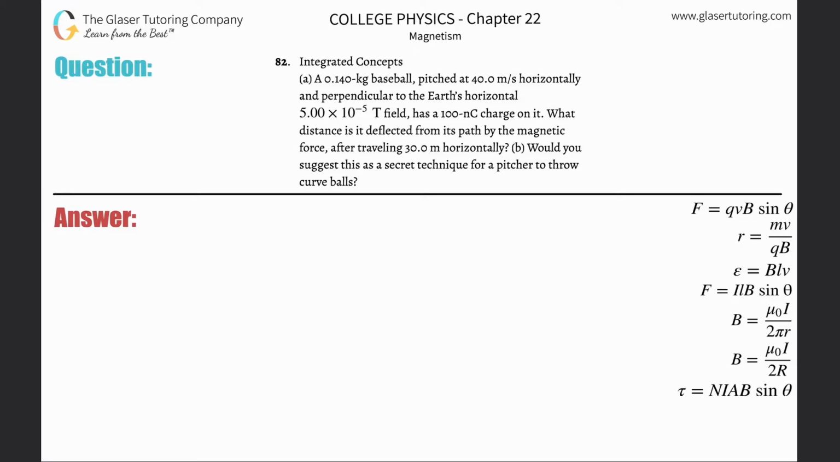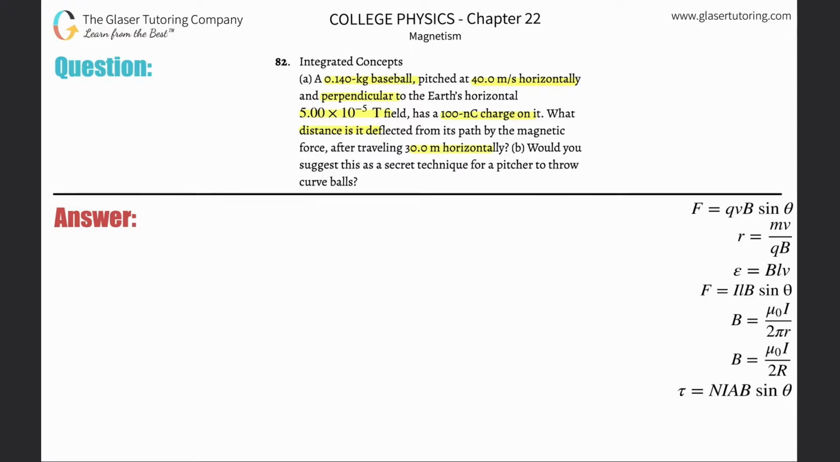Number 82, integrated concepts. Letter A. A 0.14 kilogram baseball pitched at 40 meters per second horizontally and perpendicular to the Earth's horizontal 5 times 10 to the minus 5th Tesla field has a 100 nanocoulomb charge on it. What distance is it deflected from its path after traveling 30 meters horizontally?